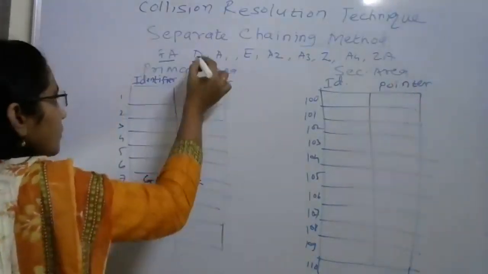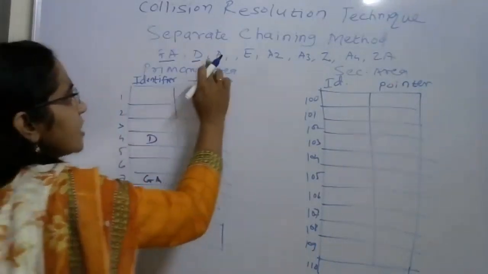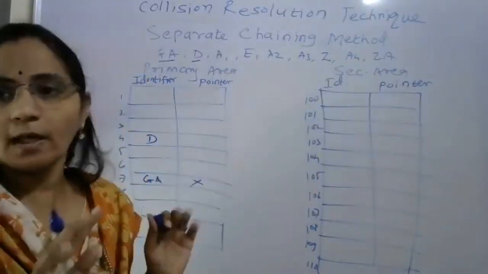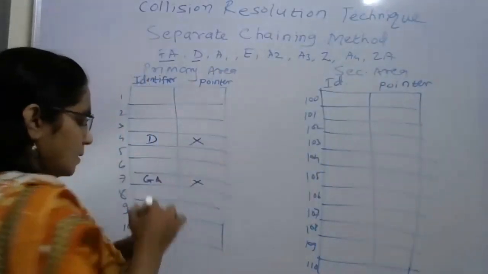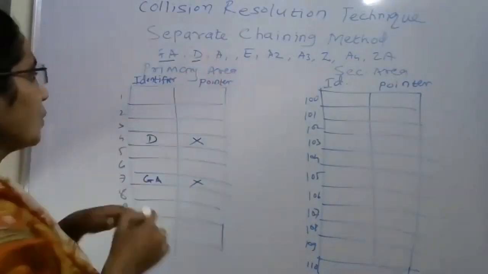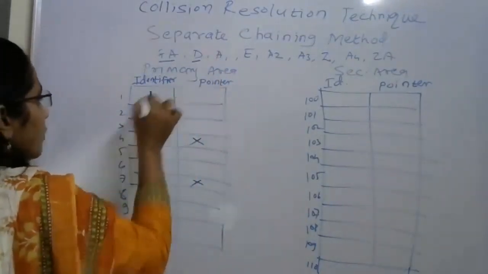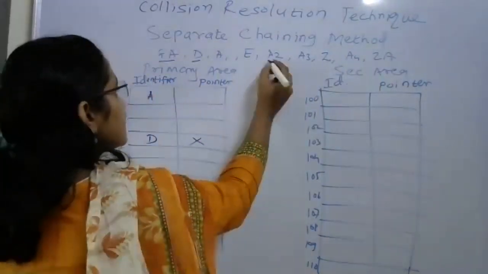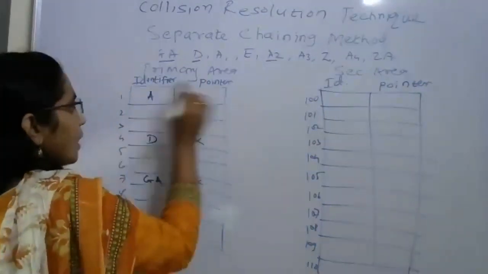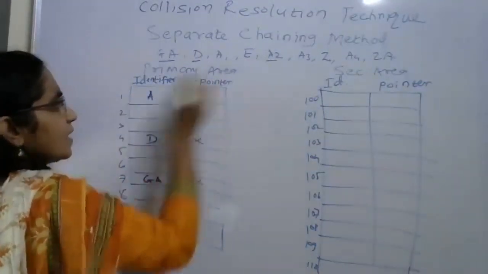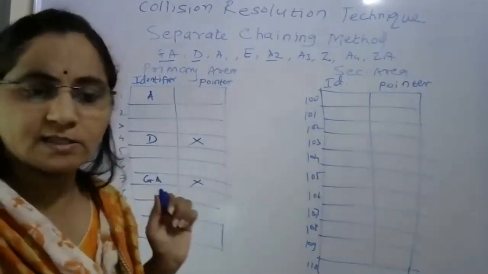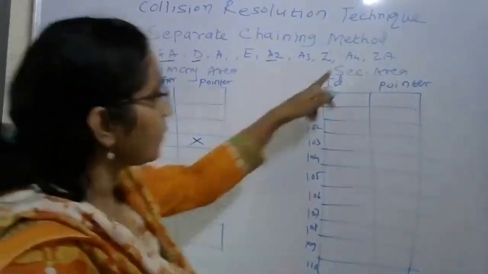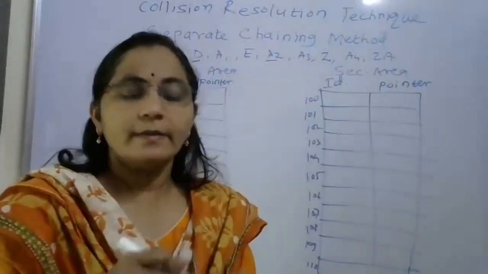Now the next is D. For D, the address is 4. Now you check if there is any other identifier that starts with D. No, so you just keep it crossed. Now A, what is the address of A? It is 1. Now you check if there exists any other identifier that starts with A. Yes, there are. So again it generates the address 1, and a collision occurs. But the solution here is that you take any random address from the secondary area to store the next colliding record.